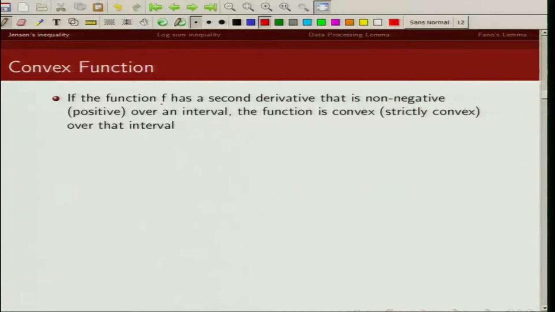So if we have a function f that has a second derivative, and this second derivative is non-negative over this interval over which the function is defined, then the function is convex over that interval. So what do we need? We want the second derivative to be non-negative. Now how can we prove this?